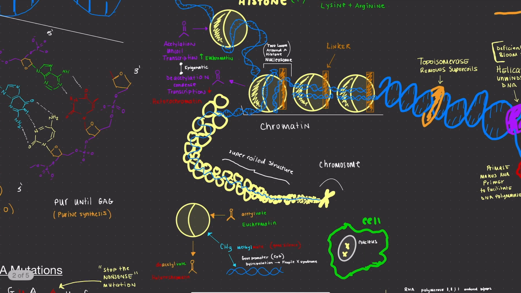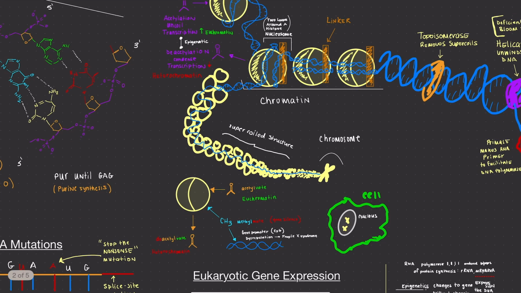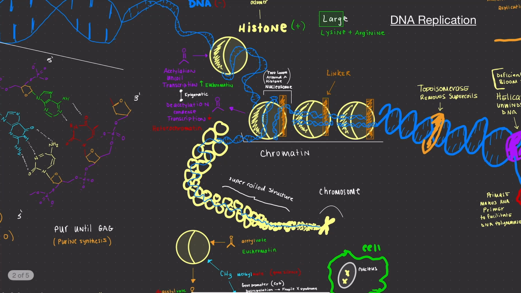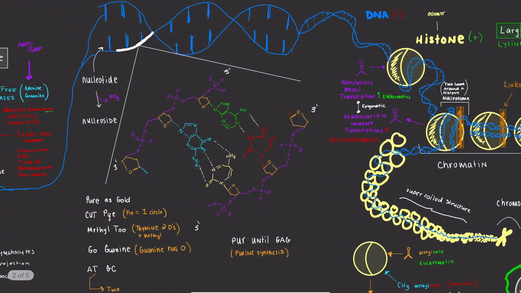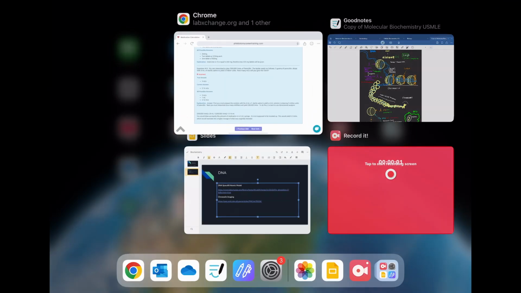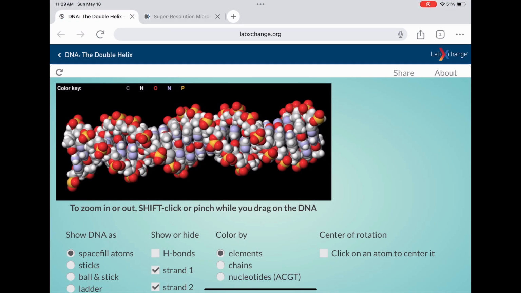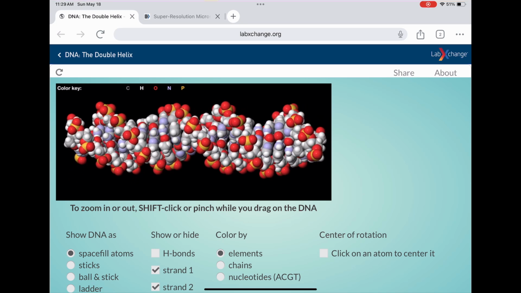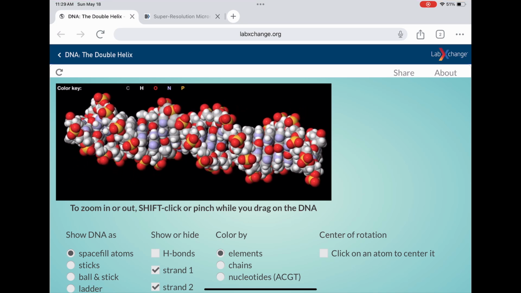In the next video, we are going to go even deeper into the structure of DNA, where we look at how it sits inside the nucleus and how it sits within the cell itself. But before I do that, I actually want to show you guys a molecular model of what DNA would look like using space-fill atoms, which I think is the best model to use to visualize what is happening.